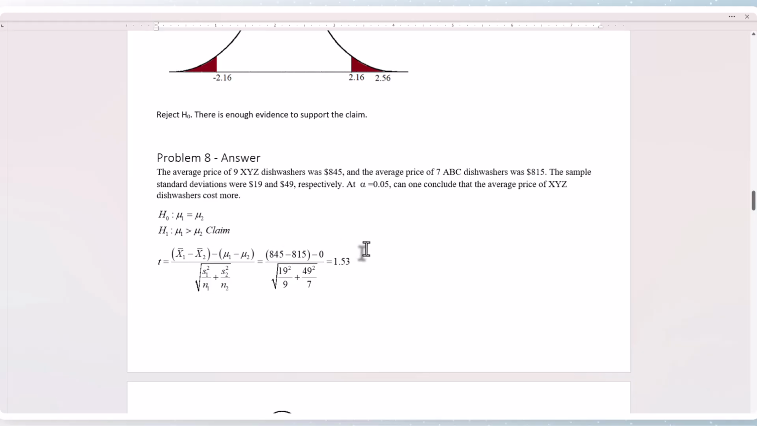This is a t-test because we're given sample standard deviations. So we apply this formula, 845 minus 815 minus 0, over the square root of 19 squared divided by 9 plus 49 squared divided by 7, to get 1.53.